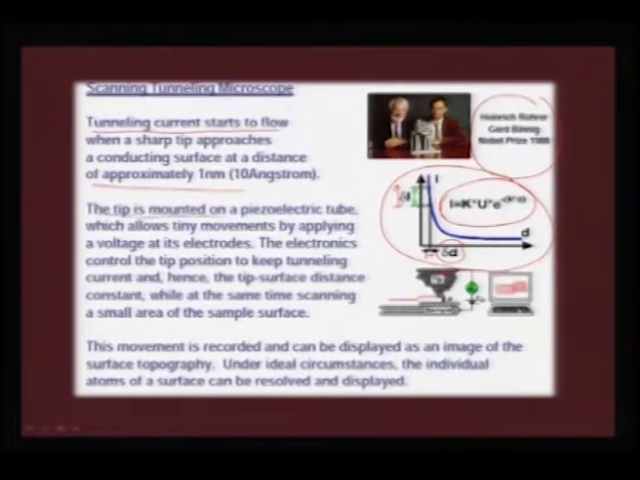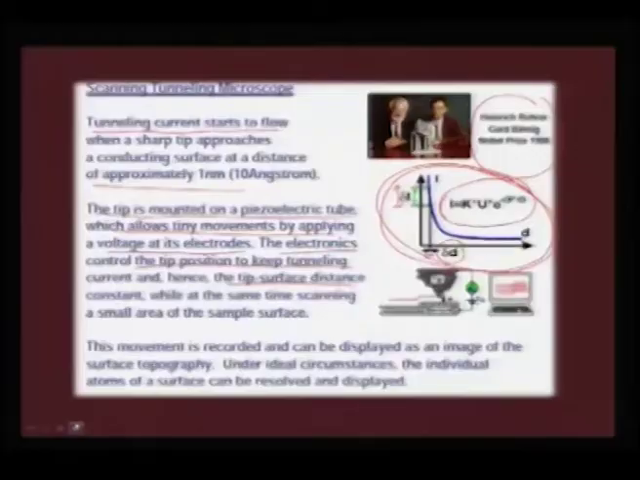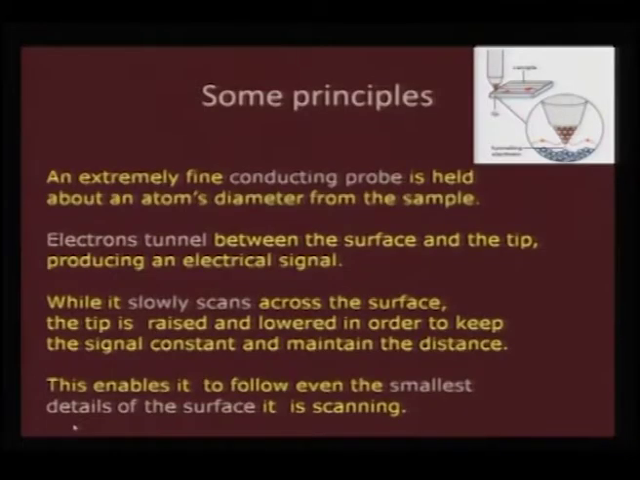The tip is actually mounted on a piezoelectric tube which allows tiny movement by applying a voltage at its electrodes, and the tip position can therefore be maneuvered, and the tip to surface distance can be kept constant. We can vary the tunneling current, or we can keep the tunneling current constant and vary the distance, and this is governed by this notion. So, based on this tunneling probability, it is possible to engineer different types of STM arrangement. This is the basic principle by which this works.